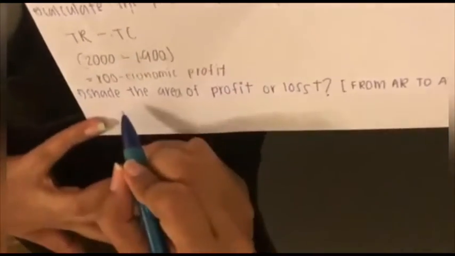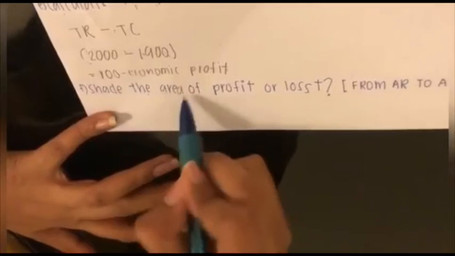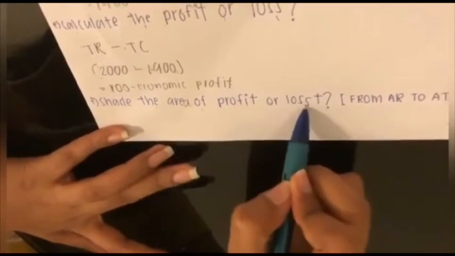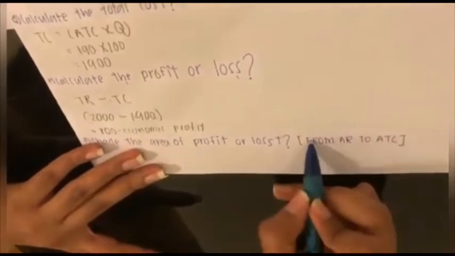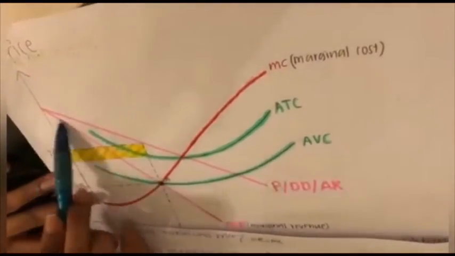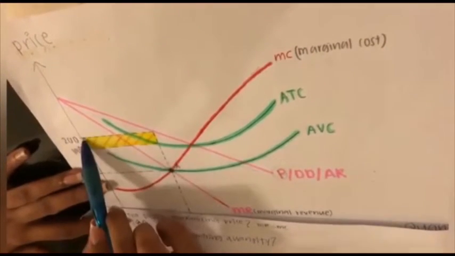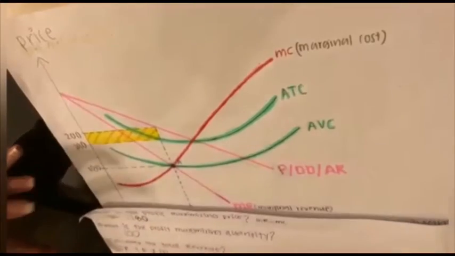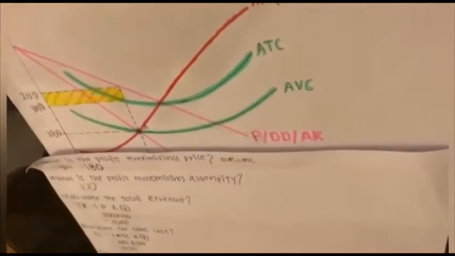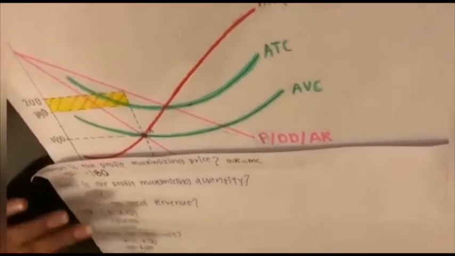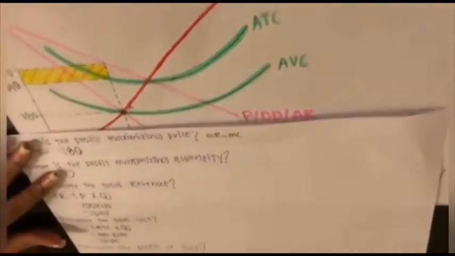And we go for the next question: shade the area of profit or loss. How do we shade the area? Start from AR to ATC. Where is the AR line and the ATC line? This one is the AR line and this is the ATC line. So we shade here. Make sure the shaded place must be a rectangle shape, no oval or triangle.